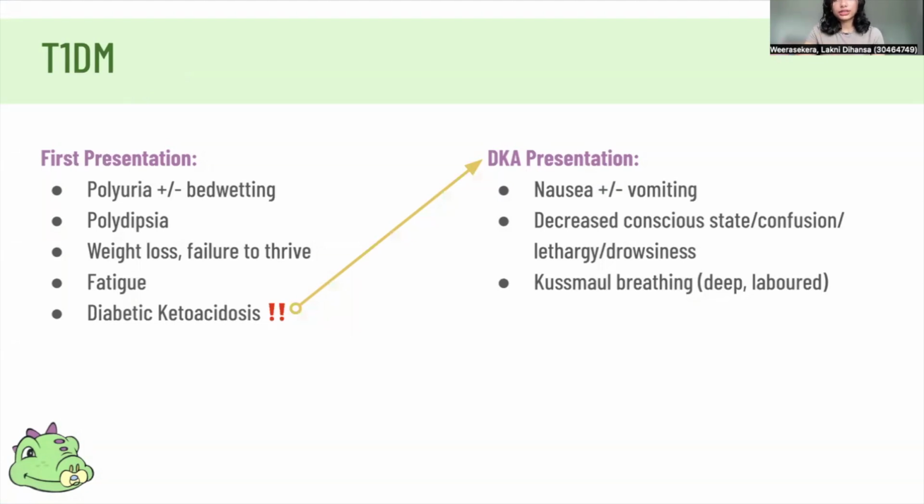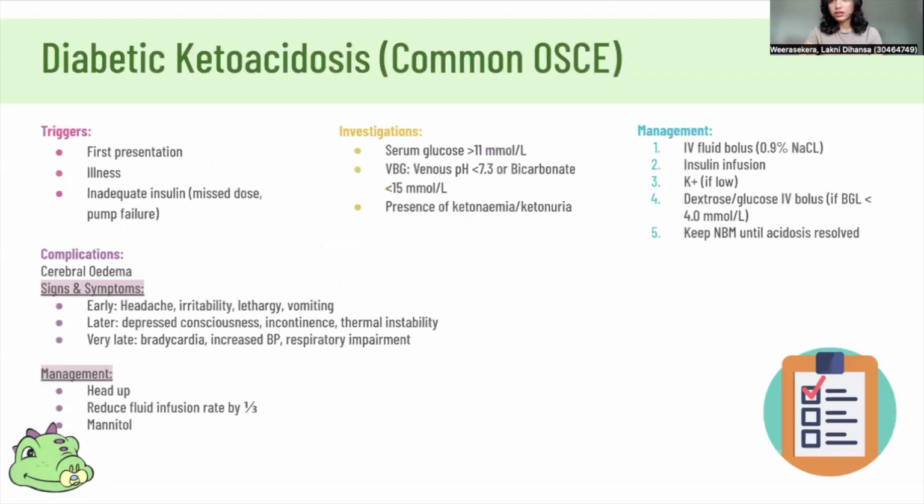On that note, DKA is very urgent and can be life-threatening. So you need to look out for things like nausea, vomiting, decreased conscious state, confusion, lethargy, drowsiness, and also the Kussmaul breathing, which is the deep, labored breathing. DKA is also a very common OSCE topic and comes up a lot in exams, so we'll go through a little bit of that in detail.